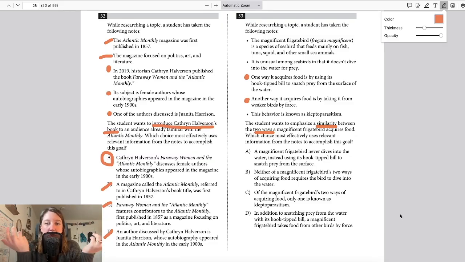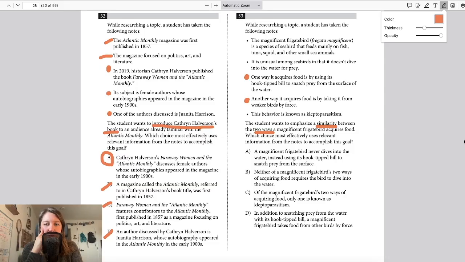One of the strategies for questions like this is to decide what you think the answer should look like. So if you read the notes and you say, okay, one way it acquires food is by using its hook-tip bill to snatch prey from the surface of the water, and the other one is it takes food from birds by force, you can ask, what's similar about those two things? Maybe it has this intimidation factor, right? It's clearly a predator and it has this hook-tip bill, which is maybe a little scary looking to other birds. We know it's stronger than other birds, right?